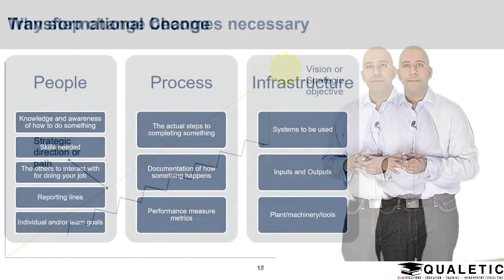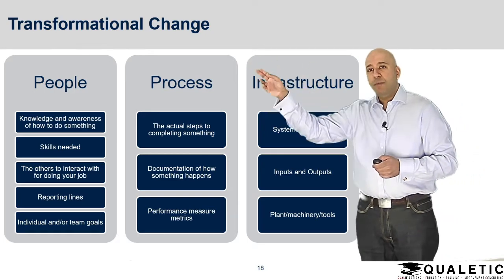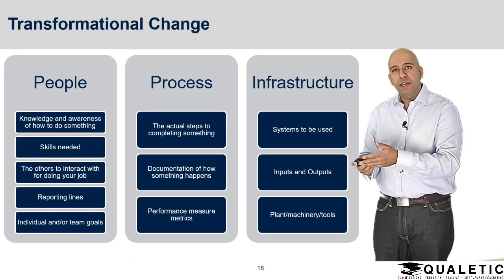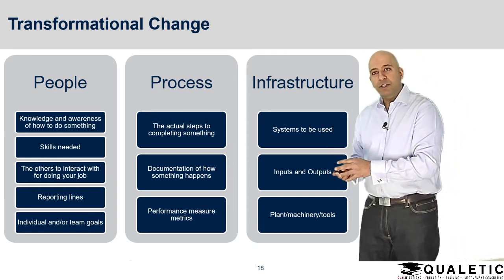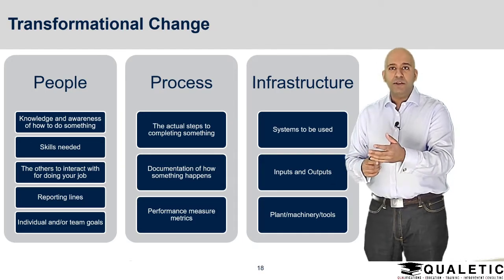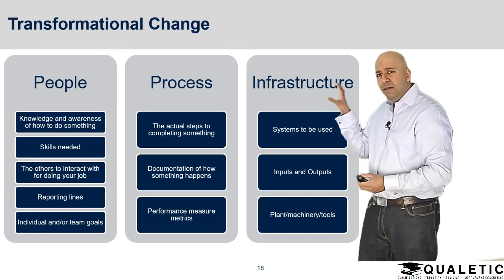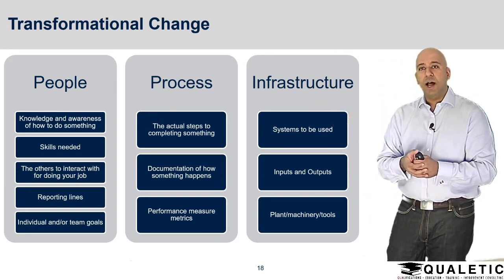I like to think of transformational change in terms of people, process, and infrastructure. Infrastructure in terms of the systems that we use, the tools that people have, the inputs and outputs into those systems, who puts those inputs in, who gets those outputs, what's the frequency, what's the format. The systems and how the different systems in the organizations talk to each other.